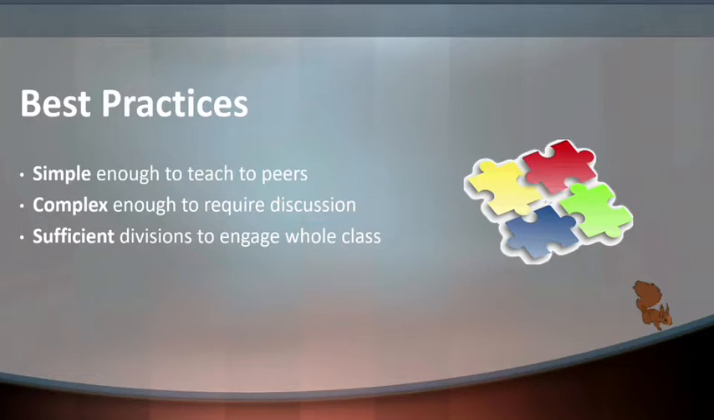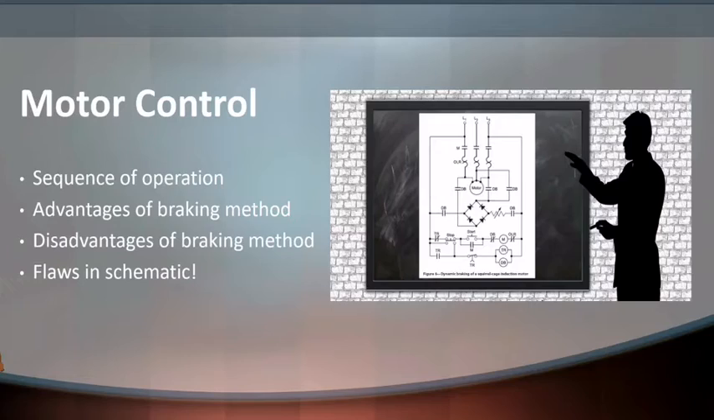In my class, being able to read and understand the sequence of operation of motor control circuits is important. In the upper levels of electrical apprenticeship, students should be able to explain the method of operation for a circuit, evaluate pros and cons of using a given braking method, and spot safety concerns. This makes for an exceptionally boring lecture.